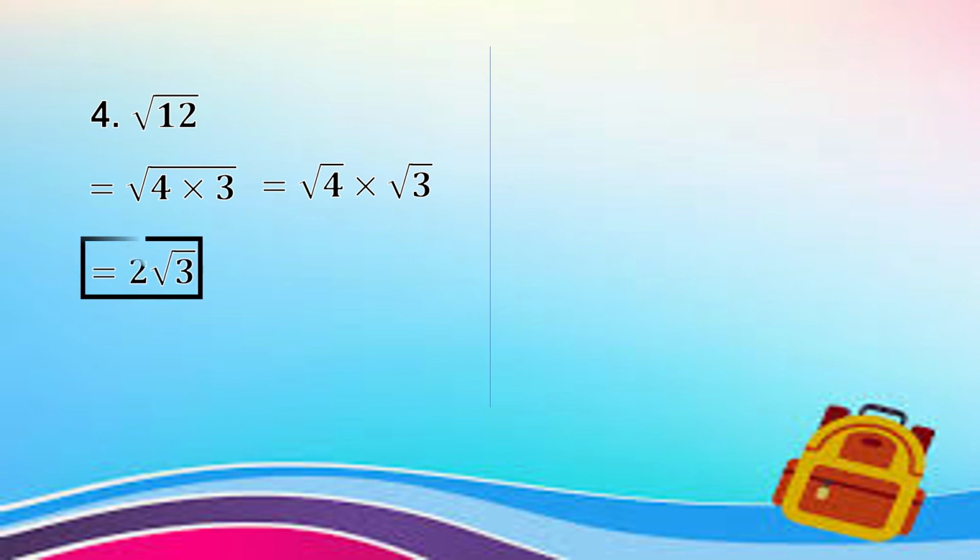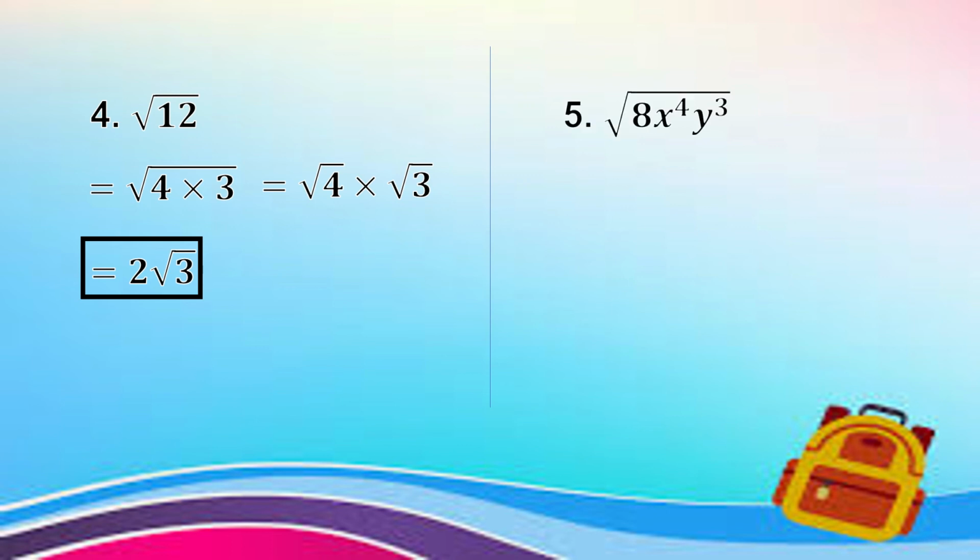Number 4, square root of 12. We need to find the factors of 12, and that is 4 and 3, because 4 times 3 is equal to 12. Or, we can have square root of 4 times the square root of 3. Simplifying that, square root of 4 is equal to 2, and square root of 3 will remain as square root of 3. So, for the final answer, we have 2 square root of 3.